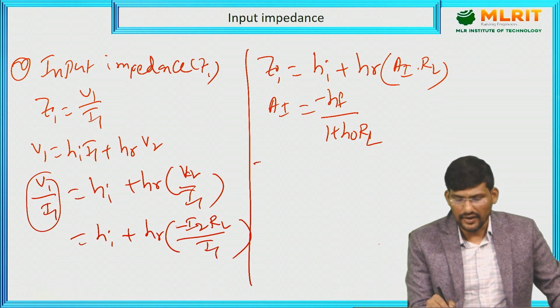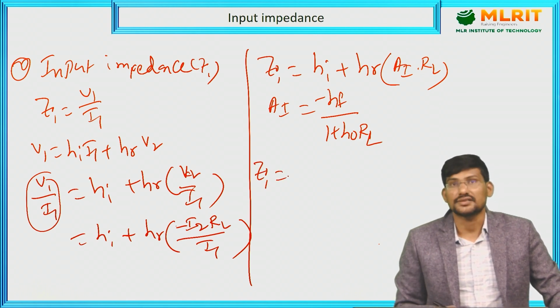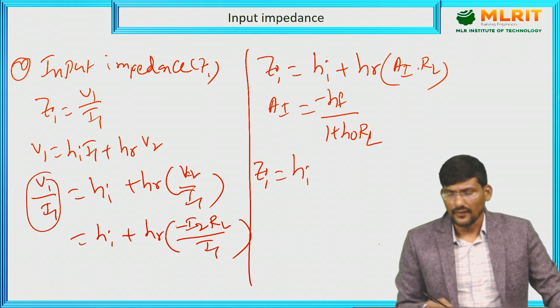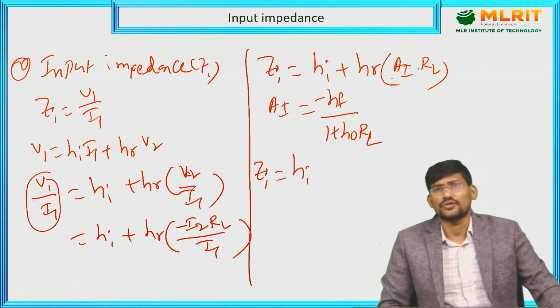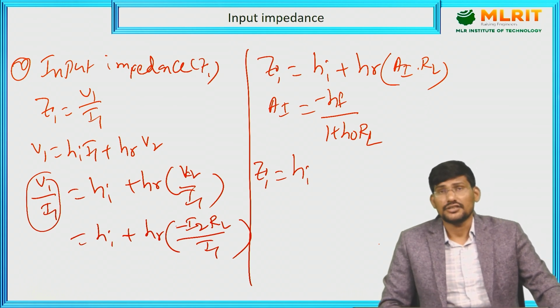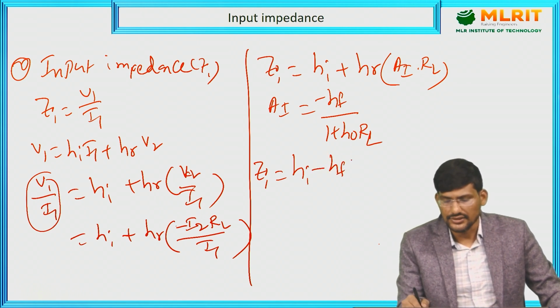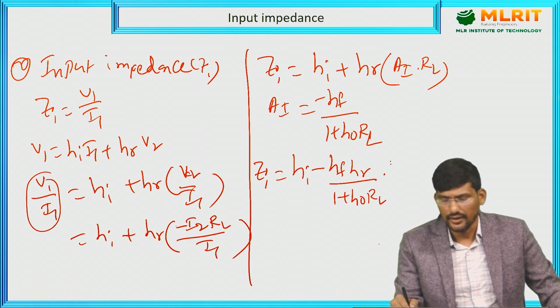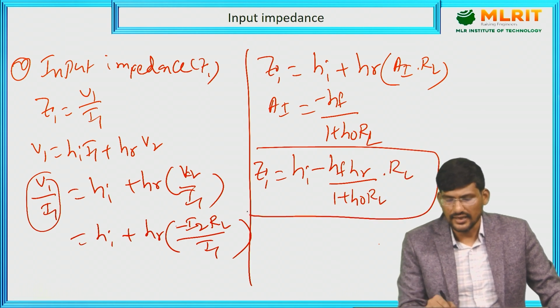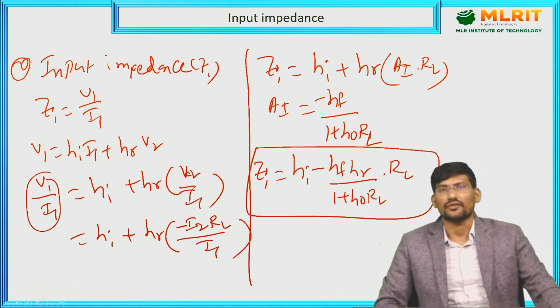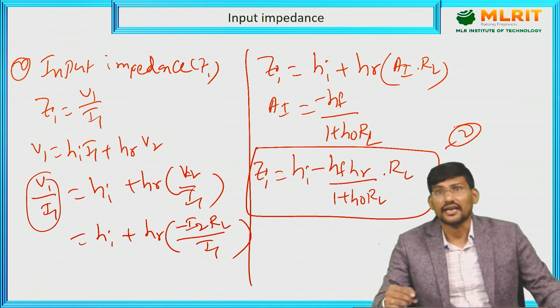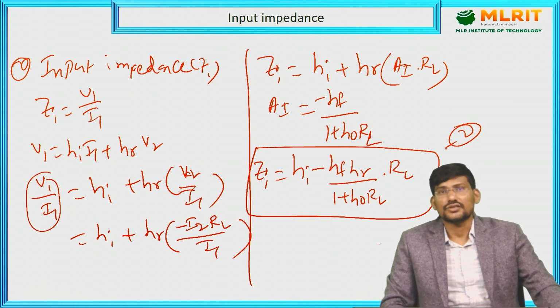Now the final expression for the input impedance is HI. In place of AI, we can substitute minus HF divided by 1 plus H naught into RL. So then it becomes minus HF HR divided by 1 plus H naught into RL, into RL. This is the expression for input impedance. Second equation: input impedance is equal to HI minus HF HR divided by 1 plus H naught into RL, into RL.